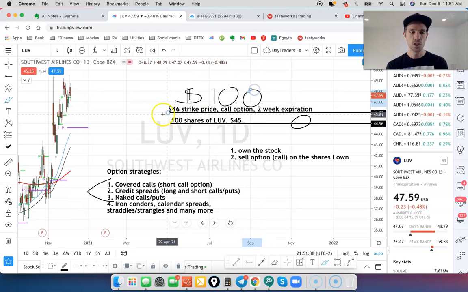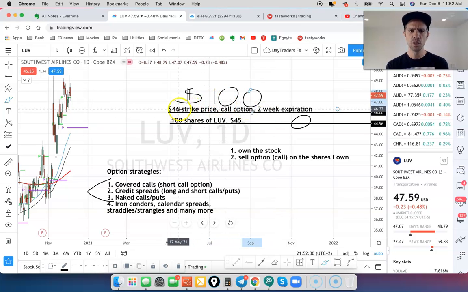$100 to sell that $46 strike price. If I let that run till expiration, either way I keep the $100. The difference is, if the stock price is above my $46 strike at expiration, I have to sell my stock at $46. If the stock price is below my $46 strike price at expiration, I still keep the $100 and I keep the stock. That's all a covered call is.